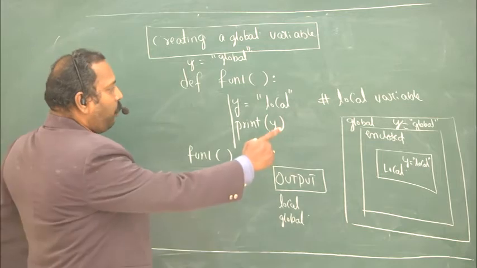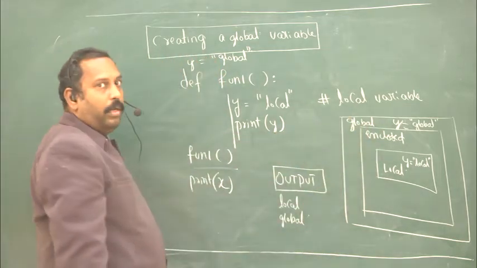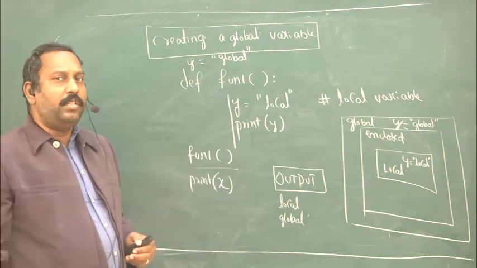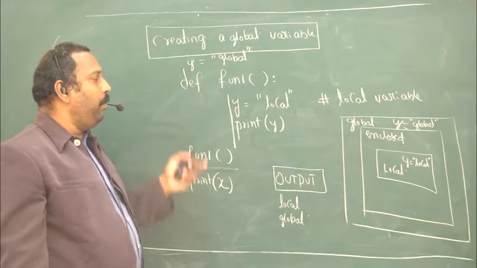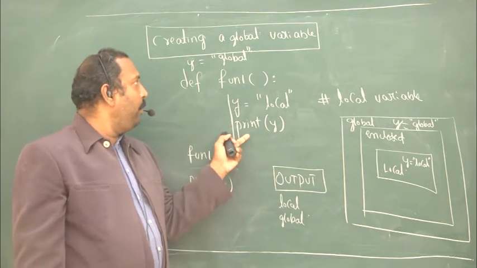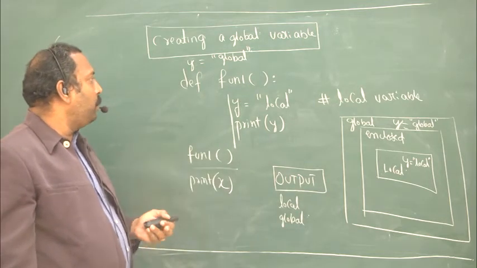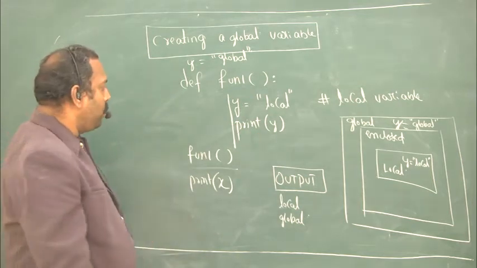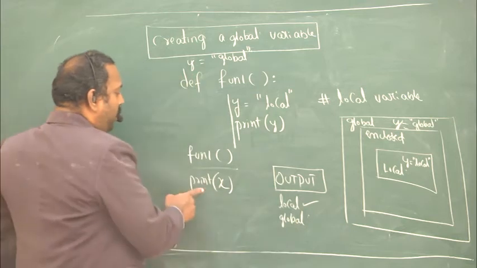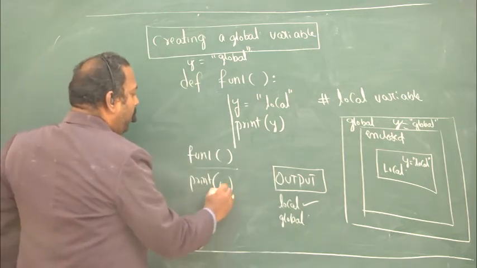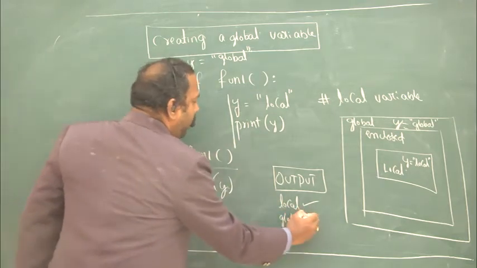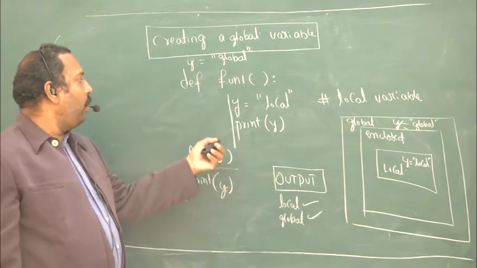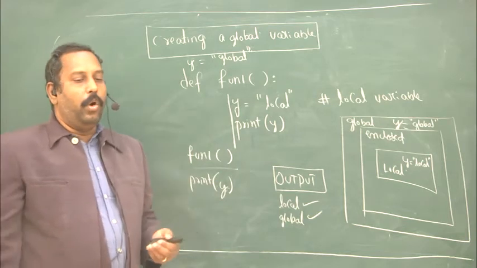Here you see, one variable y is created as a global variable, and another variable y is created as a local variable. With the same name, two different variables will be created, one in the local scope and another in the global scope. Suppose print y means it always gives preference to the local scope. So what is the output? You will get local. Same variable name can be created at the local scope as well as at the global scope.